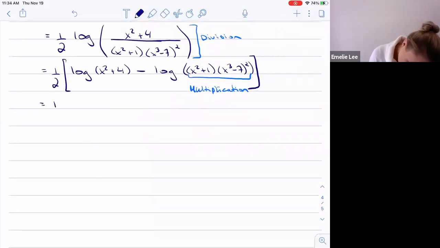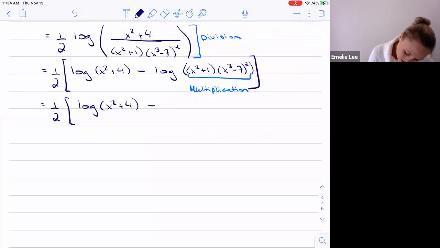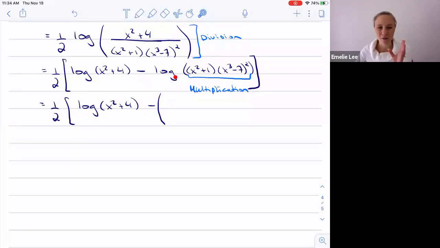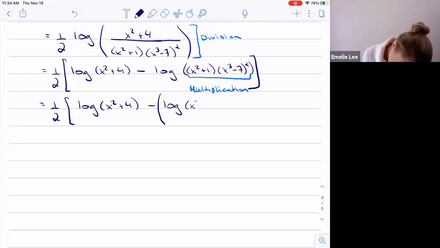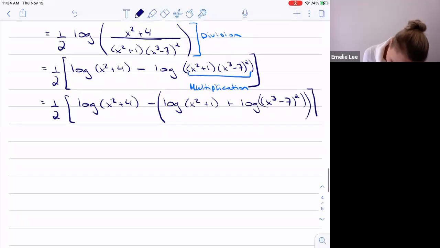So I have 1/2 times the log of x squared plus 4 minus, and I'm going to put it in brackets just like we did earlier with the same scenario, right? If I have a minus out here, I have to put brackets because this minus is subtracting everything in here. So now I have to do minus the log of x squared plus 1 plus the log of x to the 3 minus 7 squared. And round bracket and square bracket.